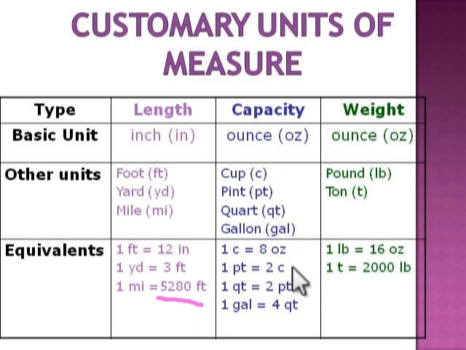1 pint is 2 cups. 1 quart is 2 pints, and 1 gallon is 4 quarts. A lot of people remember that 2 plus 2 plus 4 equals 8. I don't know if that will help you, but it could. And in weight, you need to know that there are 16 ounces in a pound, and that there are 2,000 pounds in a ton. Okay, so let's get started with how to actually convert.